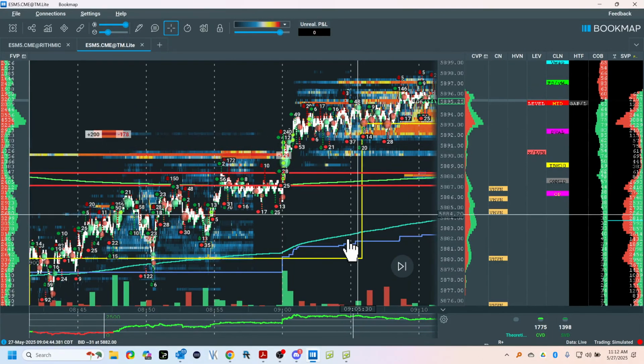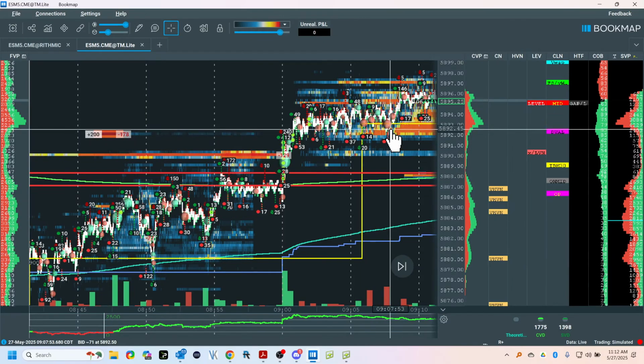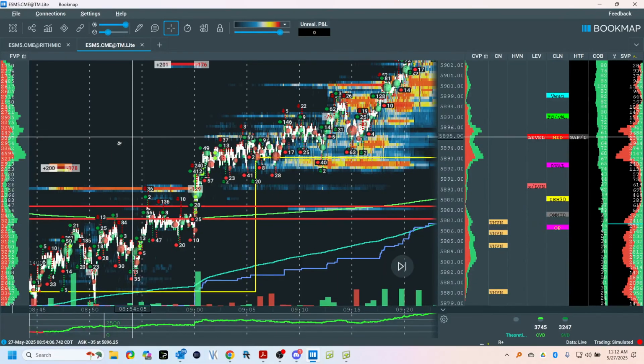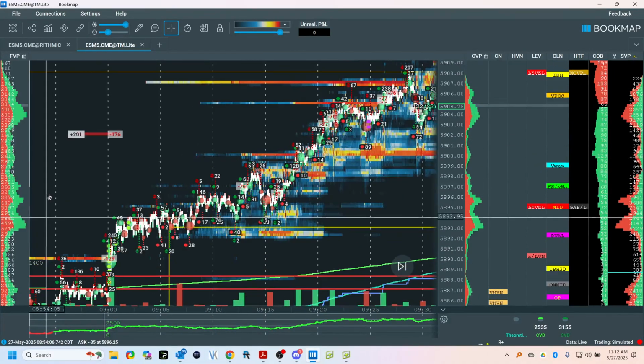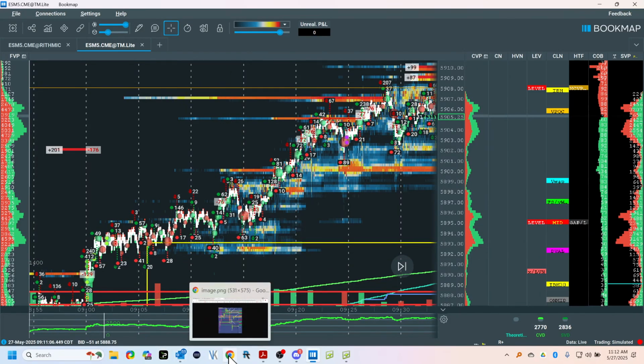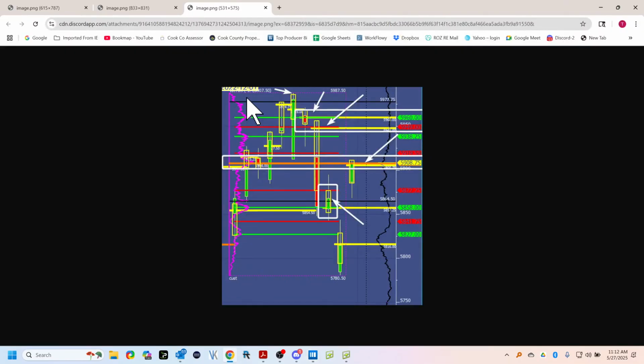VPOC migration. What does it say? Going north, Lewis. Okay, now this is a big deal. This is called the microcomposite volume point of control. What this is, is the highest volume for this swing. In other words, Friday's low to this high. This was where we fell out and got into the gap.